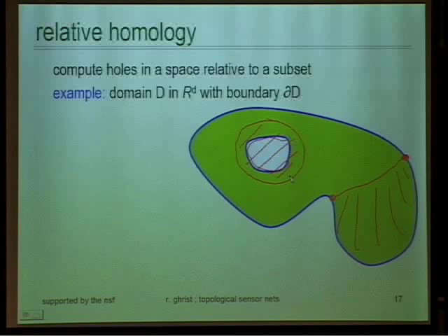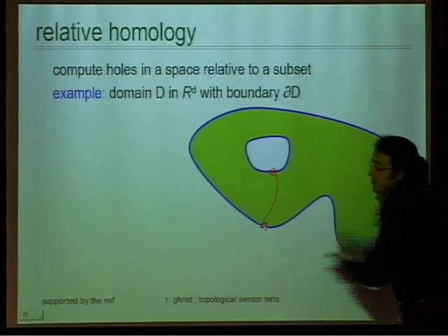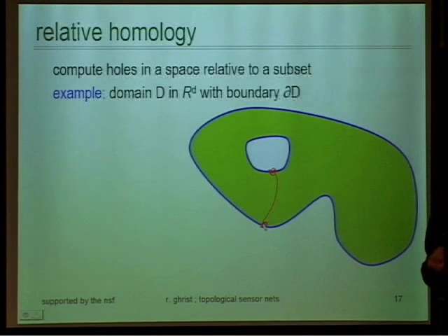On the other hand, let me erase this, pardon me. This is a loop which is non-trivial in relative homology. It's a loop because everything in the boundary gets smashed down to an abstract point. But it's non-trivial. There's not a disk that it bounds.